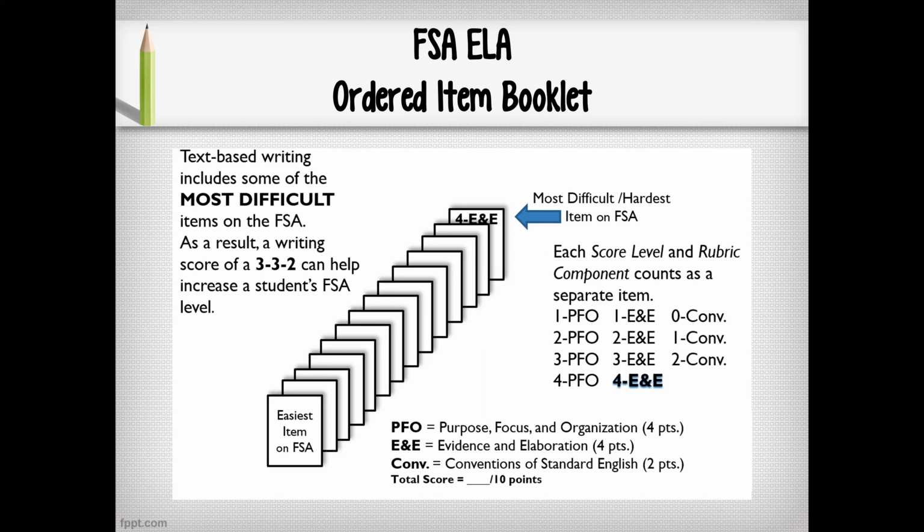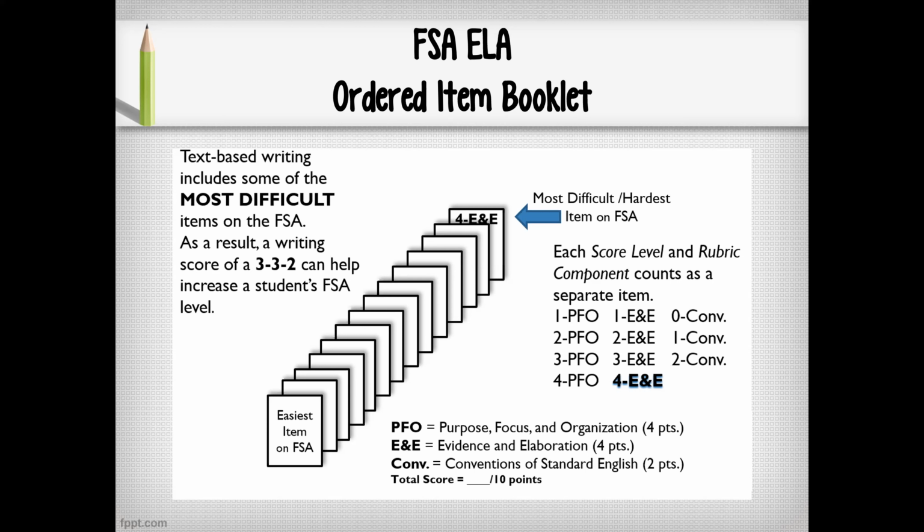That means so few students in the state of Florida are actually scoring a 4 in that particular category that it's put there at the top of the list. So text-based writing includes some of those most difficult items. And as a result of that, a score of a 332 or higher can actually increase a student's entire FSA ELA level. So really what I want you to take away from this information is that while writing may only seem like 10 points out of 50 or 60, it really counts so much more than that because of the level of difficulty. So every point we can get our students to earn on that rubric is going to take them closer to that next level on the ELA assessment.